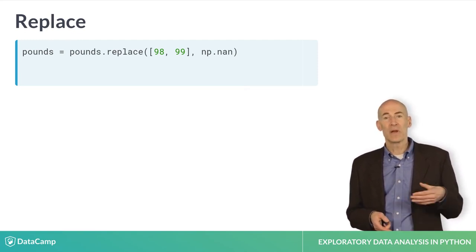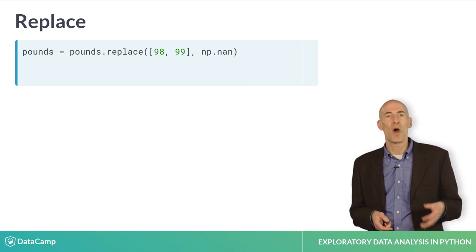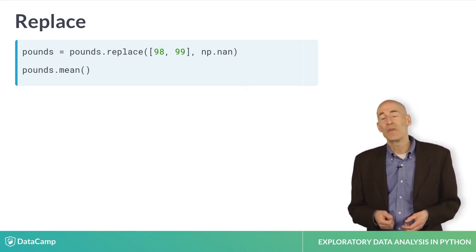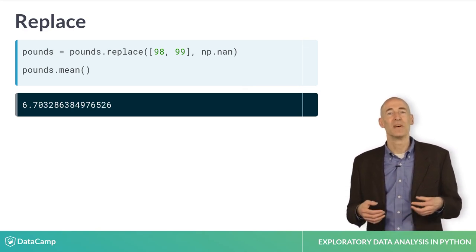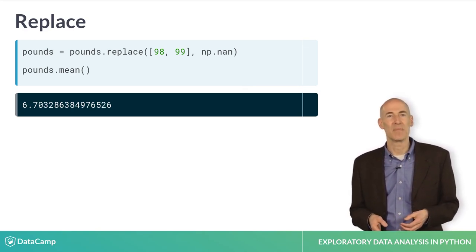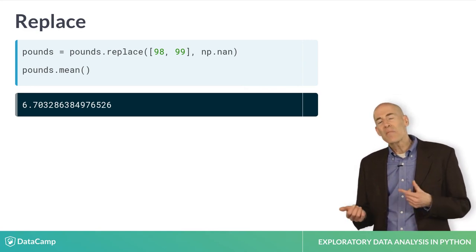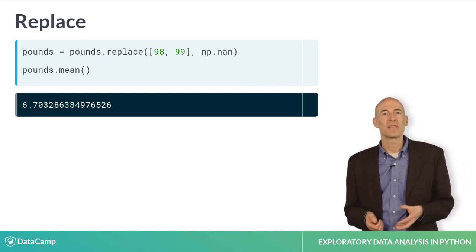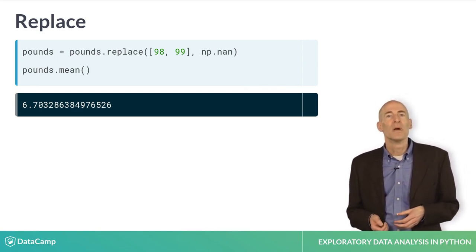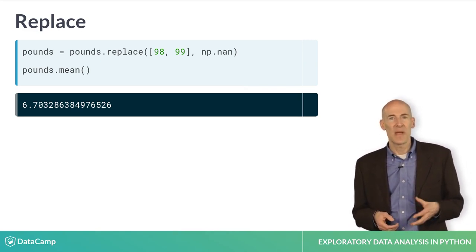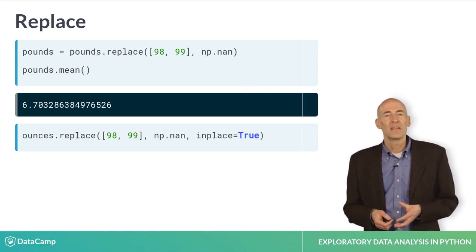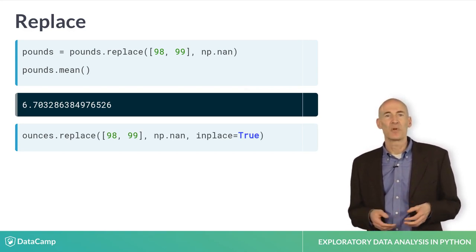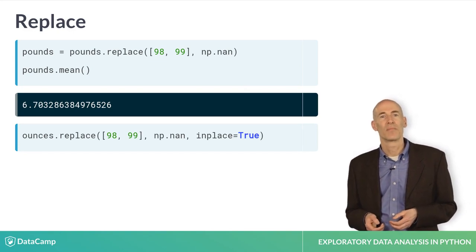Remember that the mean of the original series was about 8.05 pounds. The mean of the new series is about 6.7 pounds. It makes a big difference when you remove a few 99-pound babies. Instead of making a new series, you can call replace with inplace equals True, which modifies the existing series in place, that is, without making a copy. Here's what that looks like for ounces. Since we didn't make a new series, we don't have to assign it back to ounces.